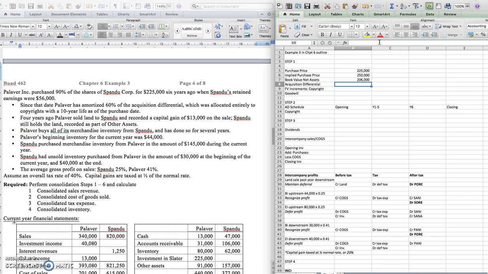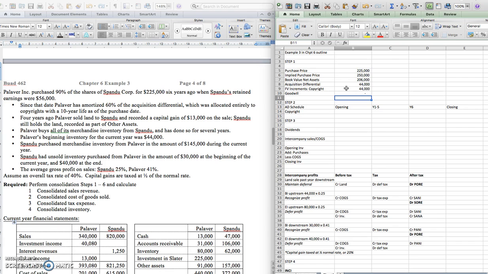Next, the acquisition differential is the difference between these, the implied purchase price and the net book value of the assets. That gives us $44,000. In the question, it states that the acquisition differential was entirely allocated to copyrights with a 10-year life. So fair value increment is $44,000, which really means that the goodwill will be 0.